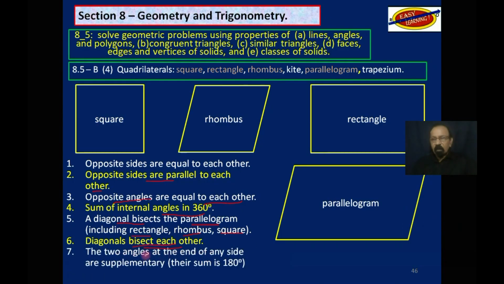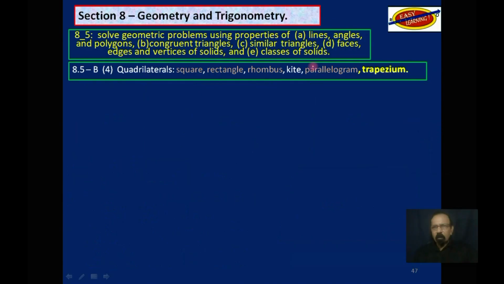And well, we didn't say this before, but the angles at the end of any side are supplementary. That is to say, their sum is 180 degrees. This angle here plus that one is supplementary, 180 degrees. Now let's move on to the trapezium.